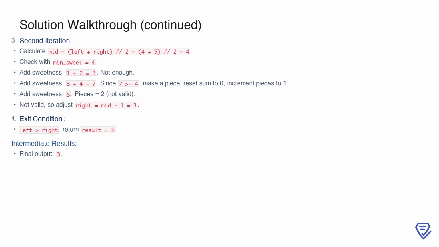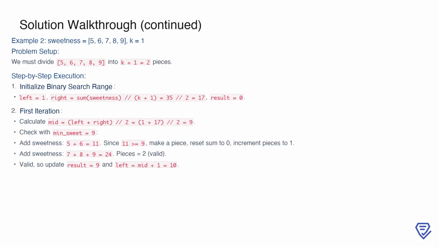Now, let's consider another example where the sweetness array is 5, 6, 7, 8, 9, and k equals 1. This means we need to divide the chocolate into 2 parts. Again, we use binary search to find the maximum possible minimum sweetness. The range starts with left at 1 and right at the total sum of the array divided by 2, which is 35 divided by 2, giving 17. We initialize result to 0.